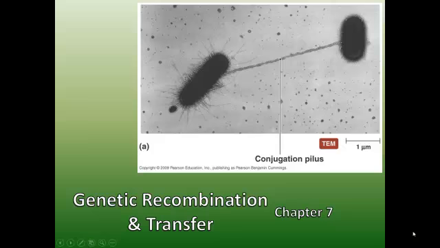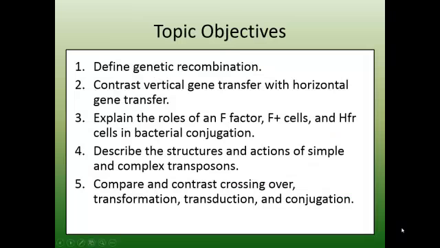Chapter 7, Genetic Combination and Transfer. The learning objectives for this topic are: define genetic recombination, contrast vertical gene transfer with horizontal gene transfer, explain the roles of an F factor, F plus cells, and HFR cells in bacterial conjugation.